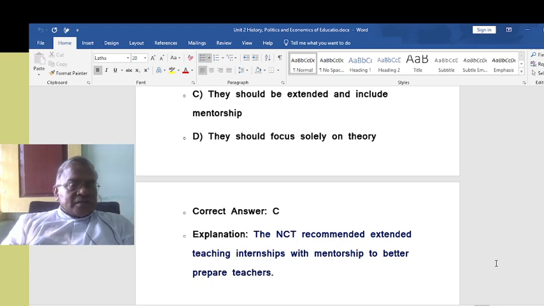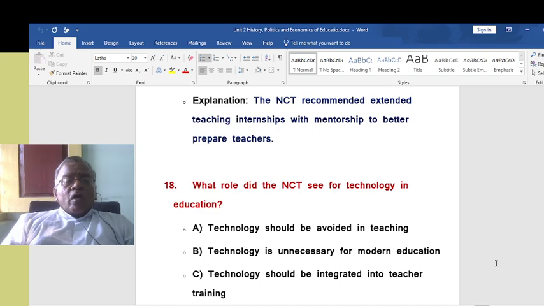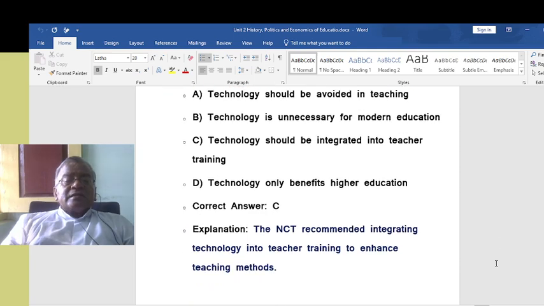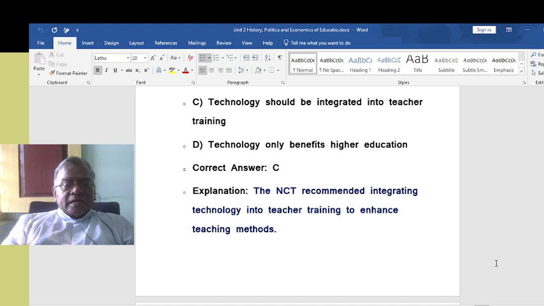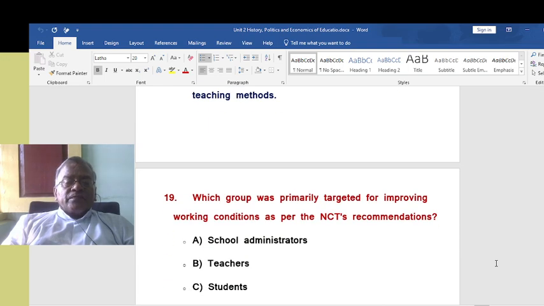That is why 6 months are given nowadays. Am I correct? Yeah, 6 months they have to go to the school. The trainees have to go to different schools and get some experience. Right. What role did the NCT see for technology in education? That is, technology should be integrated into teacher training. That is what they expected. The NCT recommended integrating technology into teacher training to enhance teaching methods.